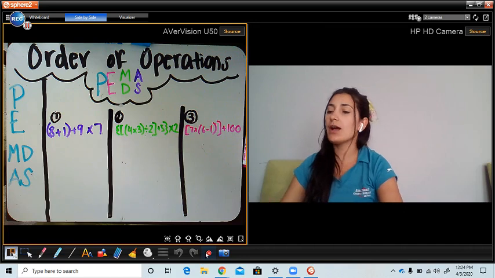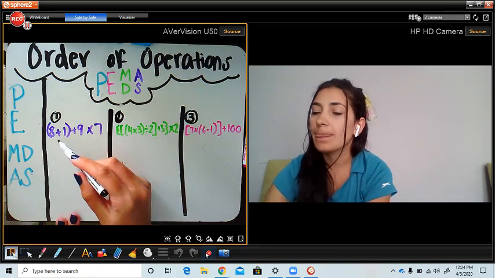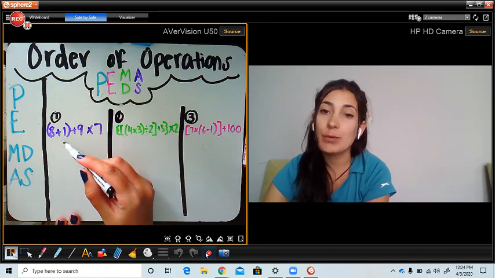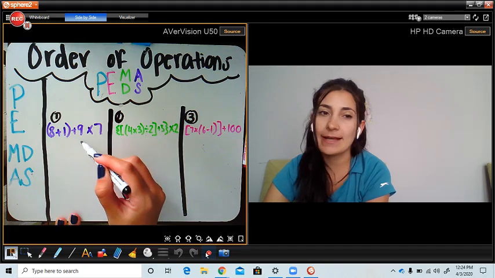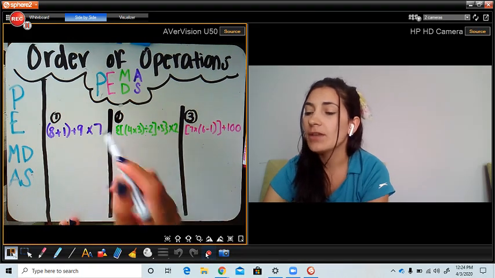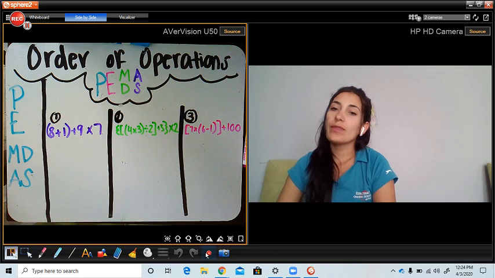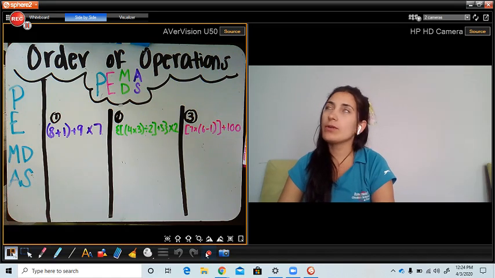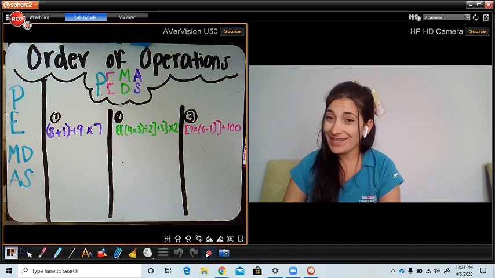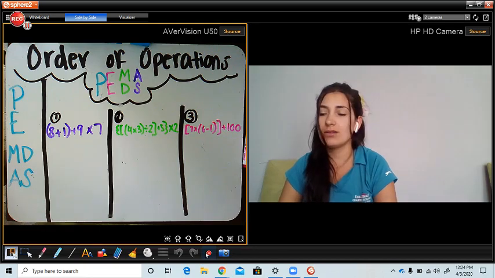So we're going to start off by looking at this first problem here. It's 8 plus 1, which is in parentheses, plus 9 times 7. So we know that we have to follow the order of operations or we're not going to get the right answer. Will you get an answer? Yes, but it won't be the same.